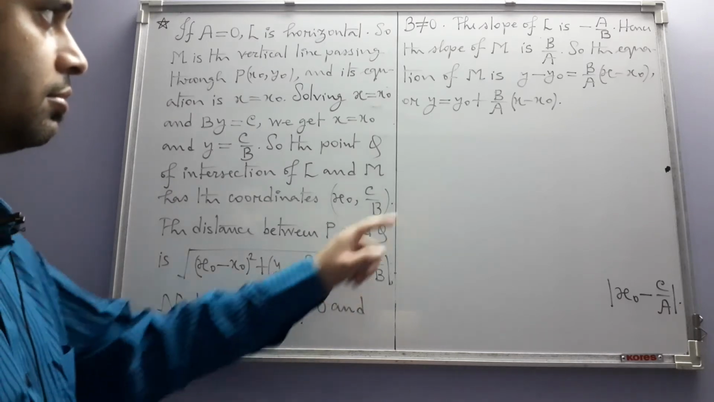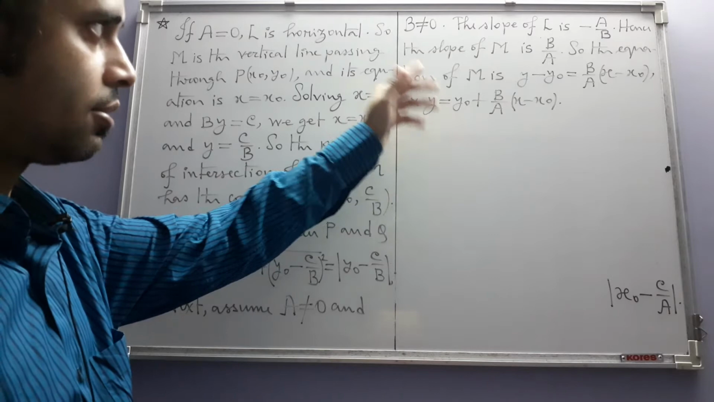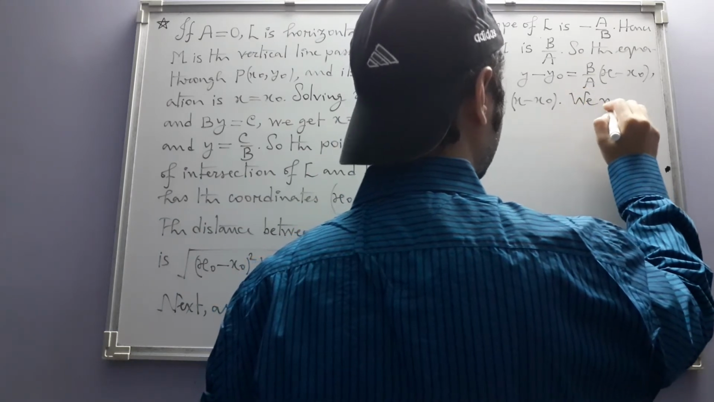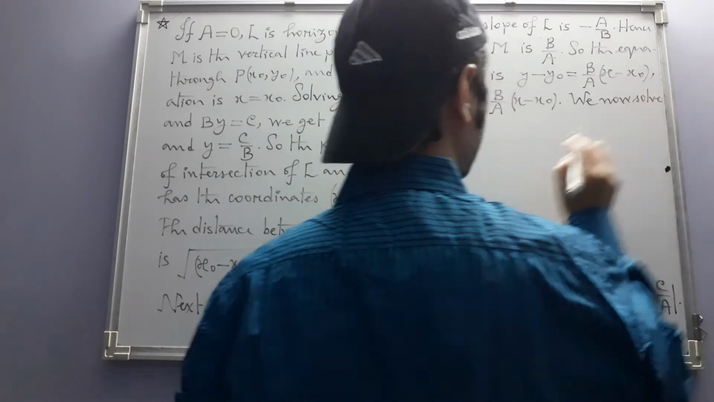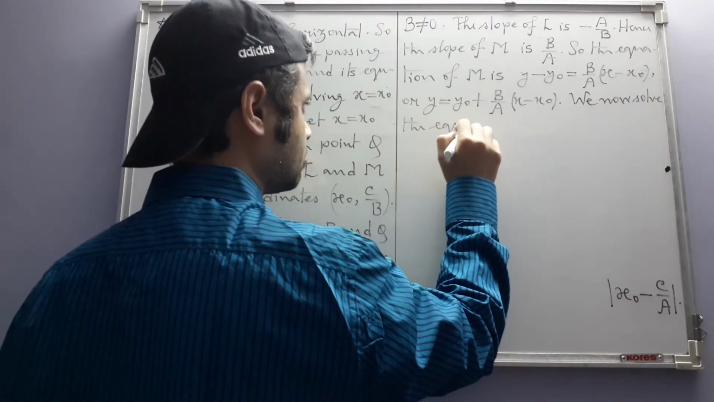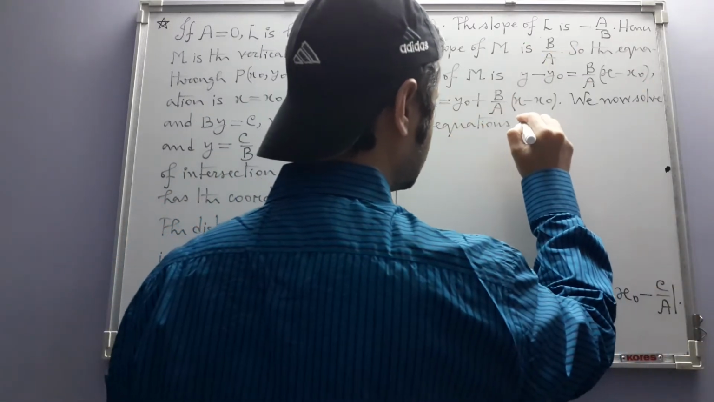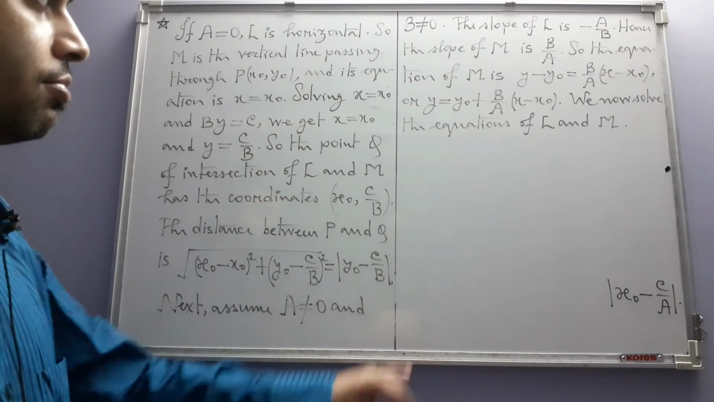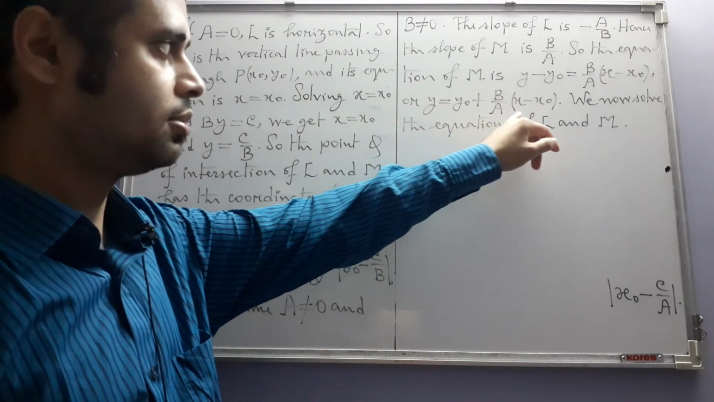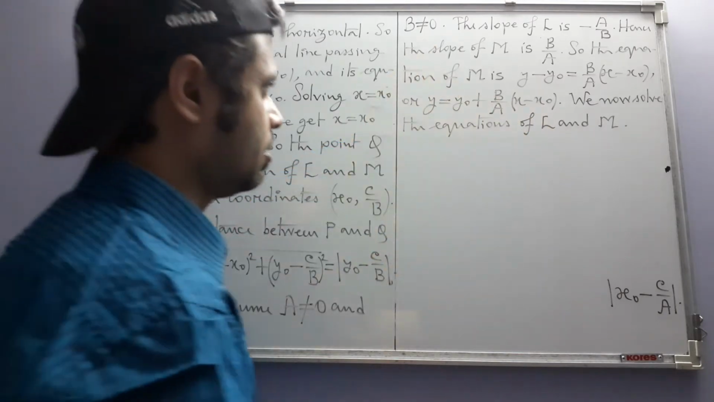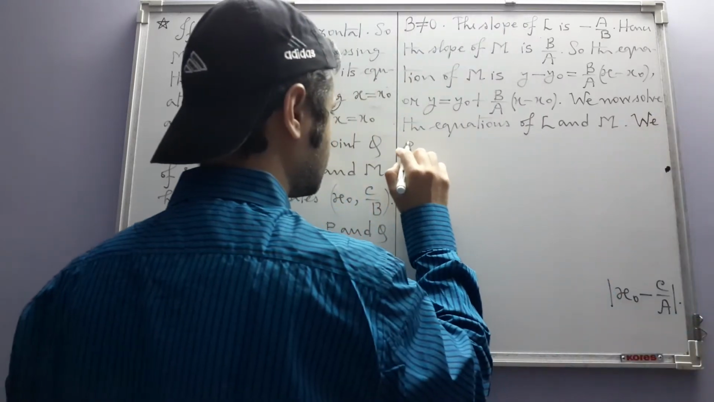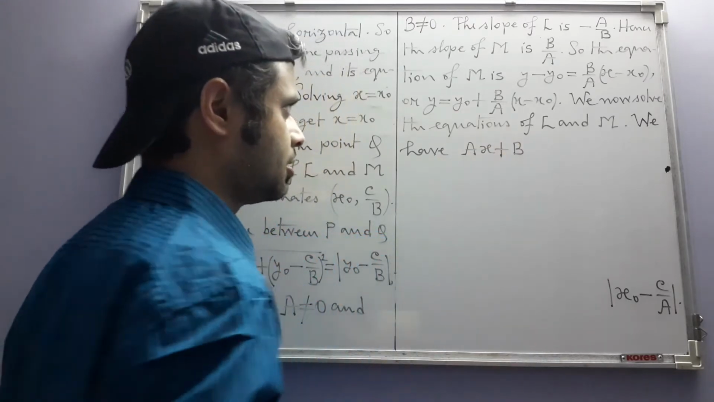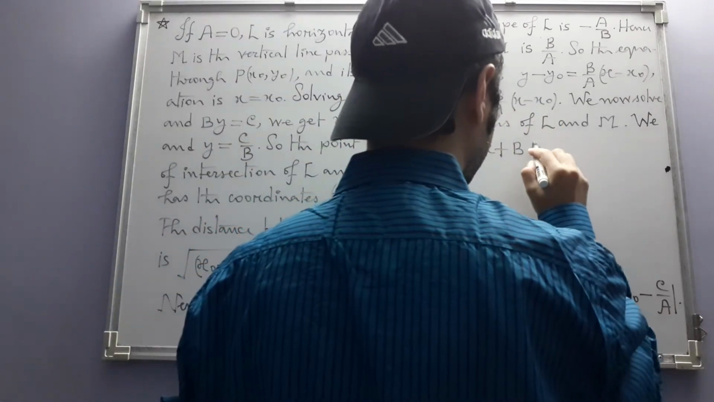Now we have to solve this equation. This is the equation of M and the original equation of L. We now solve the equations of L and M. That's why I have kept it in this form, so that we can substitute this expression for y in the equation for L. We have ax plus by equal to c. So in place of y we are going to put this.